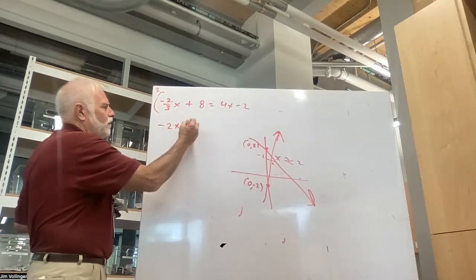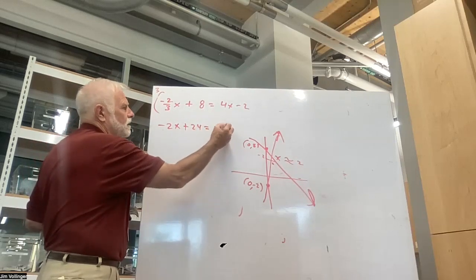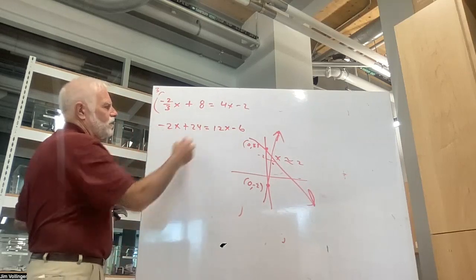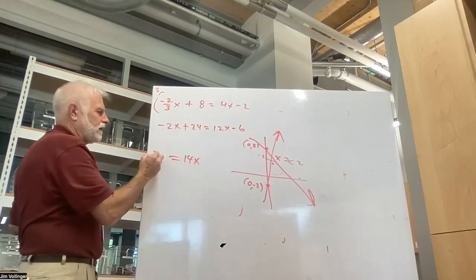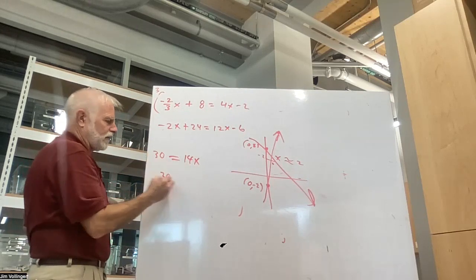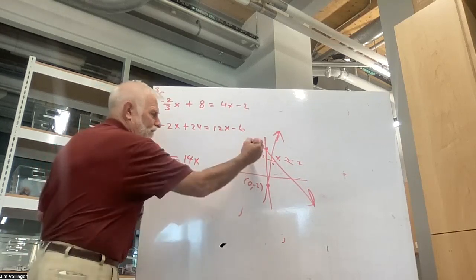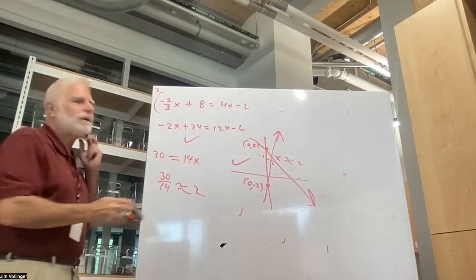3 times 8, 24. 3 times 4x, 12x. And 3 times minus 2, minus 6. I'll bring the 2x to that side, 14x. I'll bring the 6 to this side, 30. And 30 divided by 14 sure is darn close to 2. So the graph matches up with the algebra. I'm feeling good. No careless error.